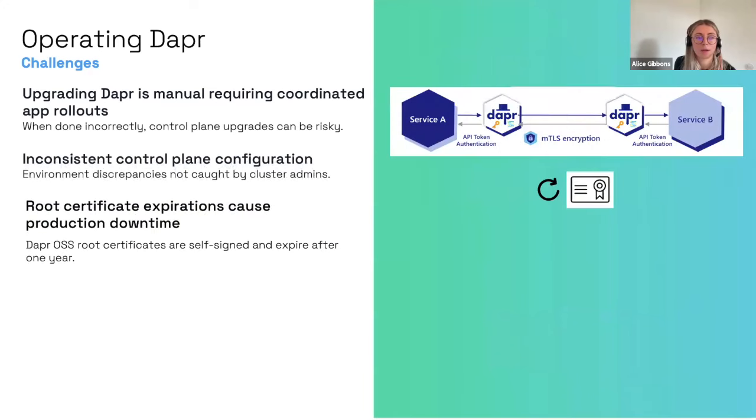Specifically, another common trip-up with running Dapr in production is root certificate expirations that cause production downtime. One of the features Dapr has is enabling mTLS encryption between your applications, but also between Dapr sidecars and the Dapr control plane. In Dapr open source, these root certificates are self-signed and expire after a year. So if you don't have a process that rotates those automatically, we often have users experiencing downtime based on those certificates expiring.